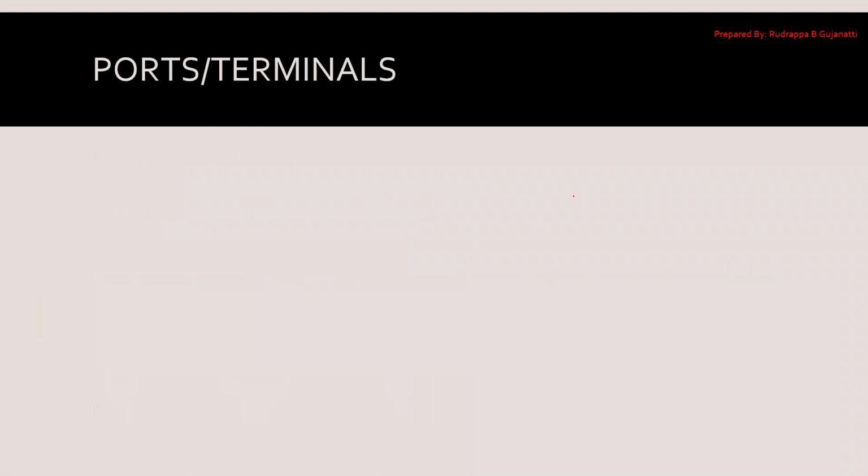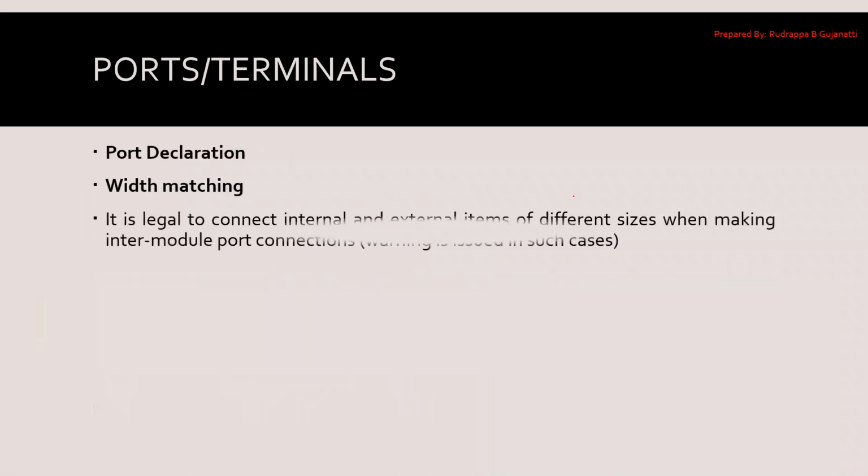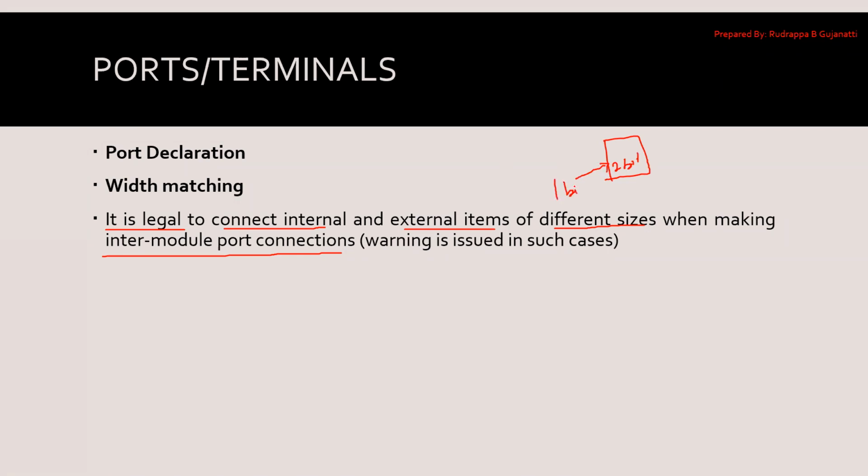In continuation, with the port declaration, we have a few more concepts. That is width matching. What is related to width matching? Here you can see it is legal to connect internal and external items of different sizes when we are having intermodule port connections. Suppose you have a module and it is accepting 2 bits as input, but from external you are providing just 1 bit. So this is permitted, but this is illegal.